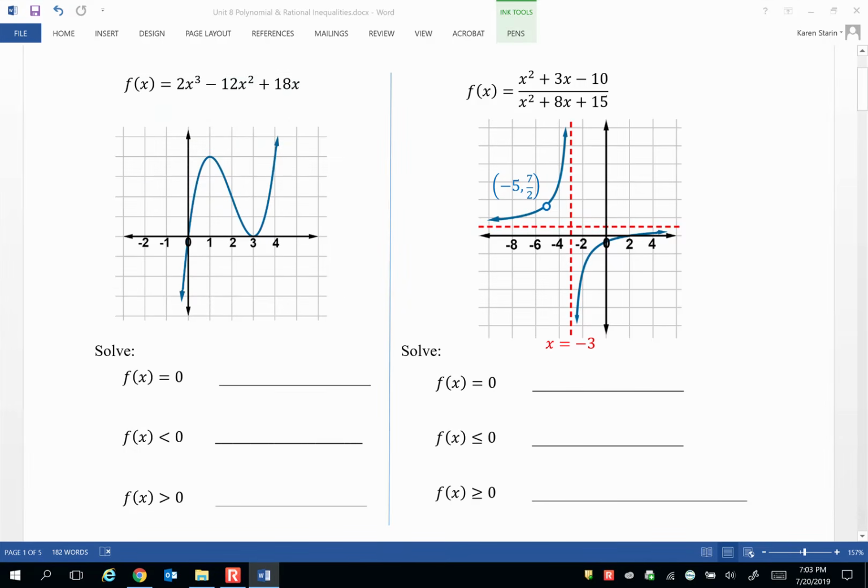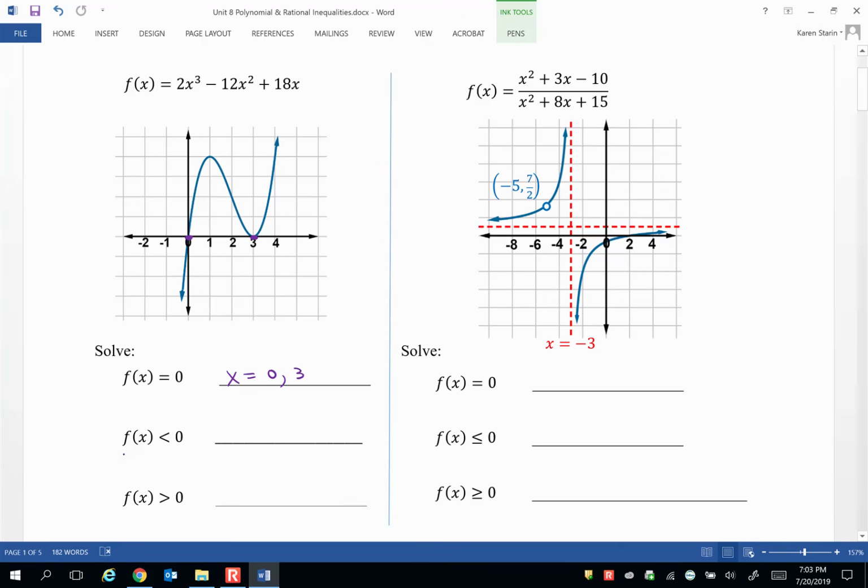Polynomial and rational inequalities. Let's solve by graphing first. On the left, I have a polynomial, f of x equals 2x cubed minus 12x squared plus 18x. So solving f of x equals 0 just means I need to read where the x-intercepts are. So I have an x-intercept here and an x-intercept here. So I have x equals 0 and 3.